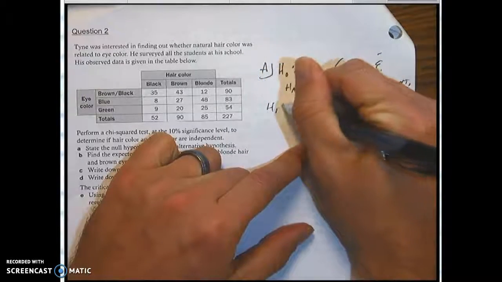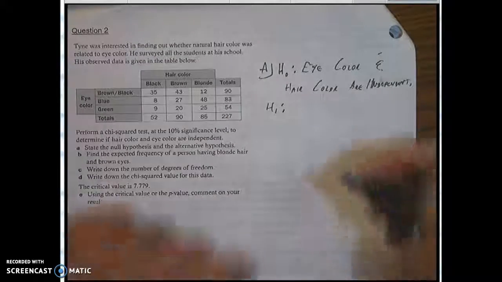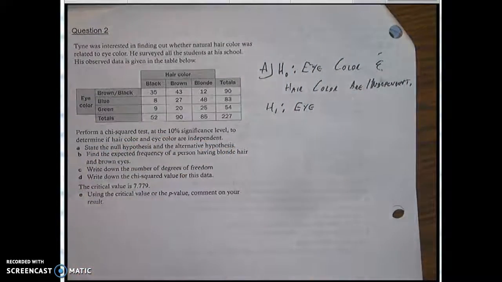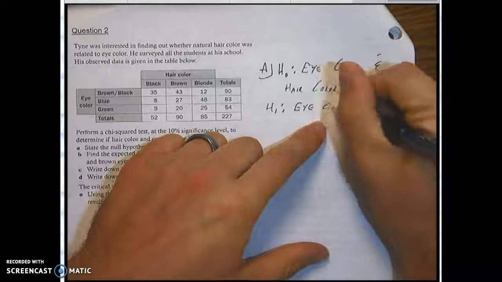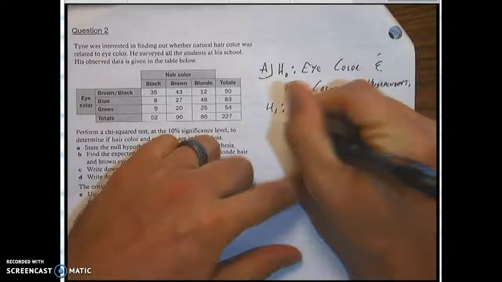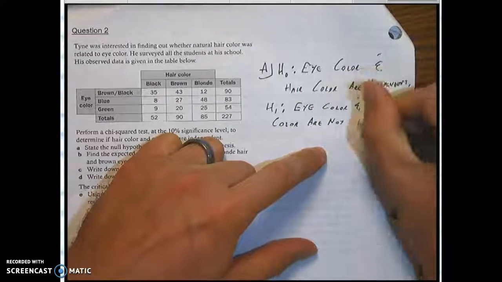And then the alternative hypothesis is just the opposite of that: eye color and hair color are not independent. And you can say that several different ways. You can say they're dependent. You can say there's a relationship between them. Whatever you're comfortable with saying. Eye color and hair color are not independent.